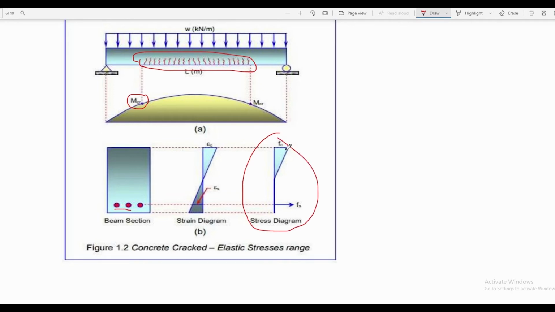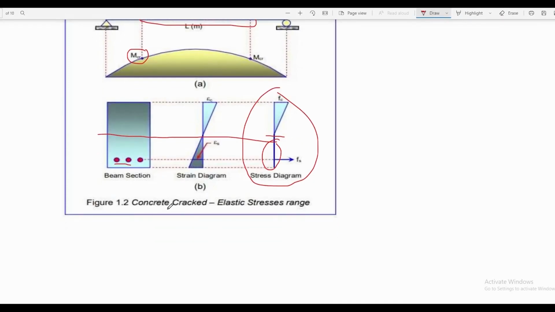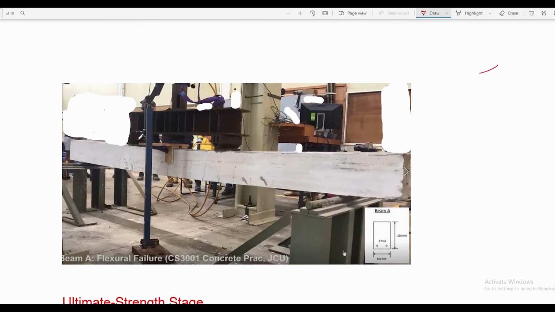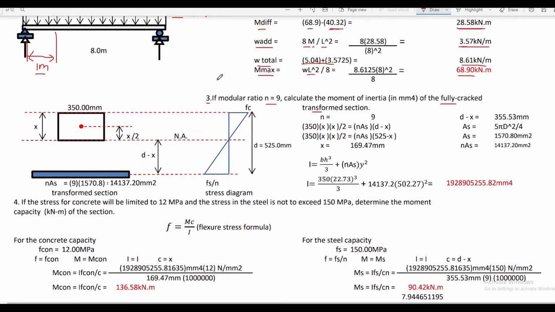The stresses on the concrete will remain linear, but below the neutral axis, the concrete can no longer resist tensile stresses, and the steel will do its job to resist tension, since the modulus of rupture at this time is exceeded. The second stage is called the concrete cracked elastic stresses range. So here is our beam under the action of load. The beam will begin to have cracks at the bottom portion near the midspan where stress is maximum.